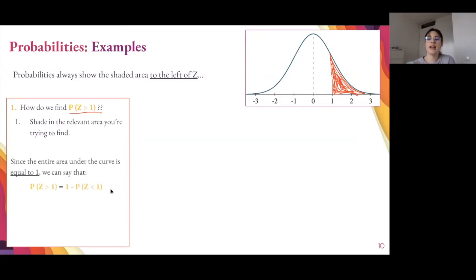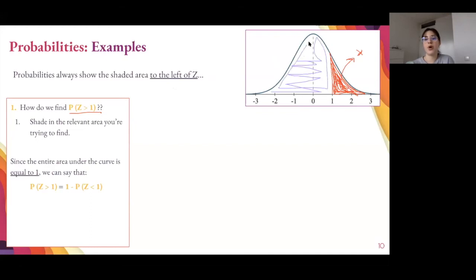Then, since the entire area underneath the curve is equal to 1, we can say that this probability, or this red area, the probability that z is greater than 1, is the same thing as saying 1 minus the probability that z is less than 1. So remember, in the z-table, they will never give us probabilities on the left side of the z-score. So this does not show up in the z-table. The z-table will show us this area, which I'm going to color in purple, this entire area.